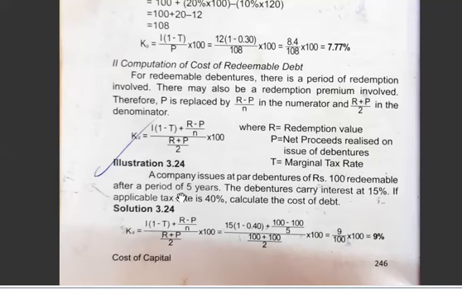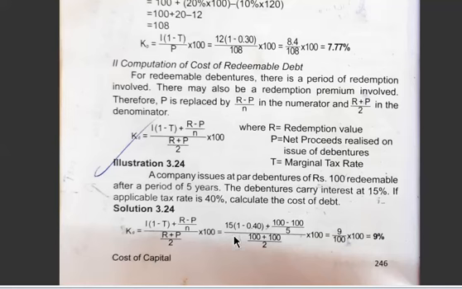Now the question is: a company issues at par a debenture of rupees 100 redeemable after a period of 5 years. The debentures carry interest at 15%. If the applicable tax rate is 40%, calculate the cost of debt. Okay. So par, face value is given in the problem. It is 100 rupees. Number of years 5 years. Interest is 15% and the tax rate is 40%. Calculate the cost of debt. So here the year of redemption is mentioned, it is 5 years. So the formula you have to write.